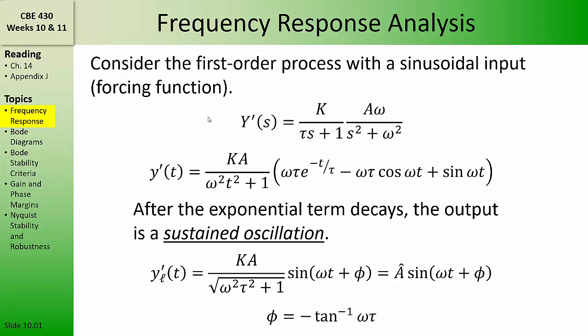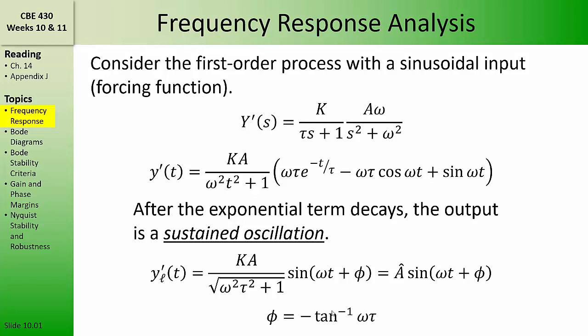Consider a first-order process with a sinusoidal input forcing function. You may recall from Chapter 5 that we've already seen what the output of a first-order process with a sinusoidal input looks like. After some exponential terms decay, the output of this first-order transfer function with a sinusoidal input will be a sustained oscillation. Here we're indicating the output perturbation with a subscript L to indicate that this is at a long time after the exponential terms have decayed.